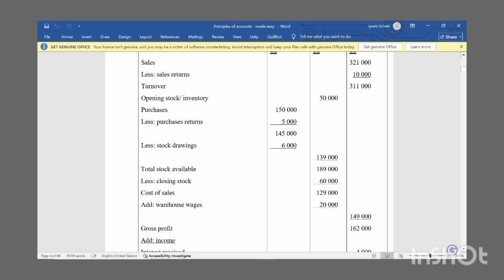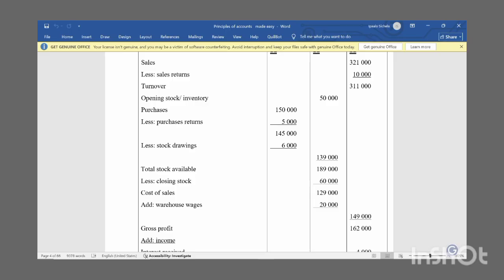Normally you would put the 129,000 in this column here. But because there are adjustments to the cost of sales, what we are going to do is put it in this column, awaiting to be adjusted by other figures. What adjusts cost of sales is what we call warehouse expenses. Warehouse expenses adjust cost of sales. I'm sure you learned that warehouse expenses are added to the cost of sales. They are always added to the cost of sales.